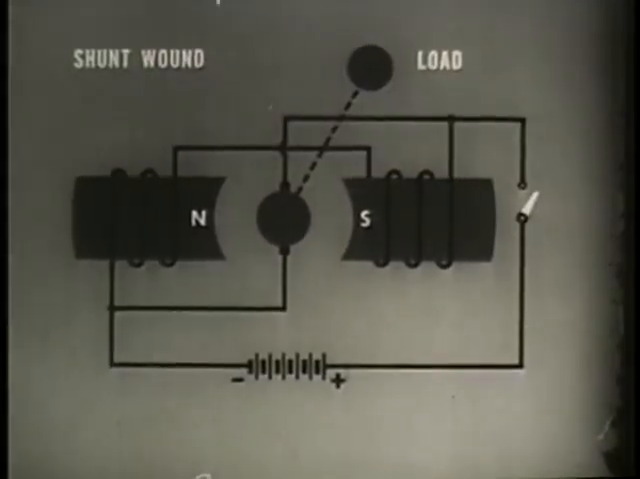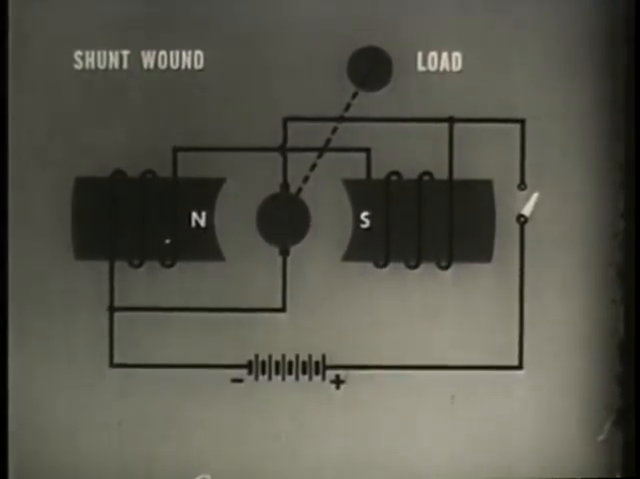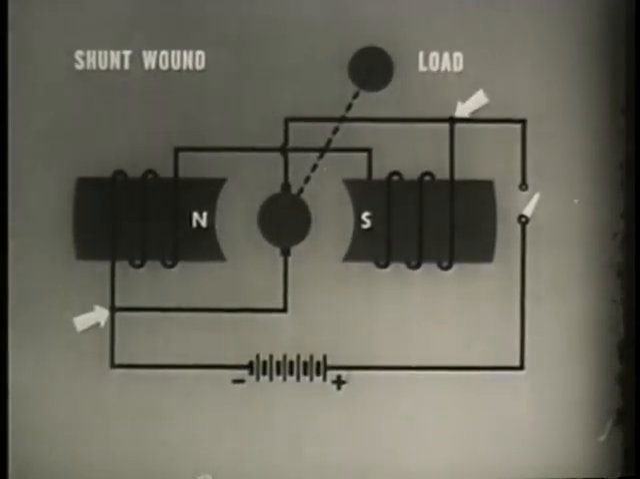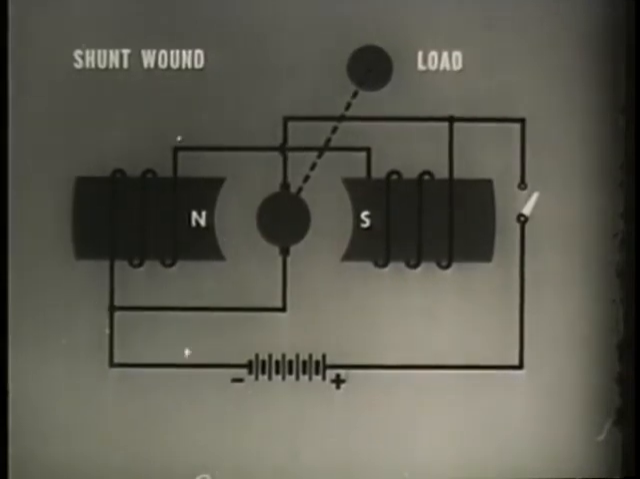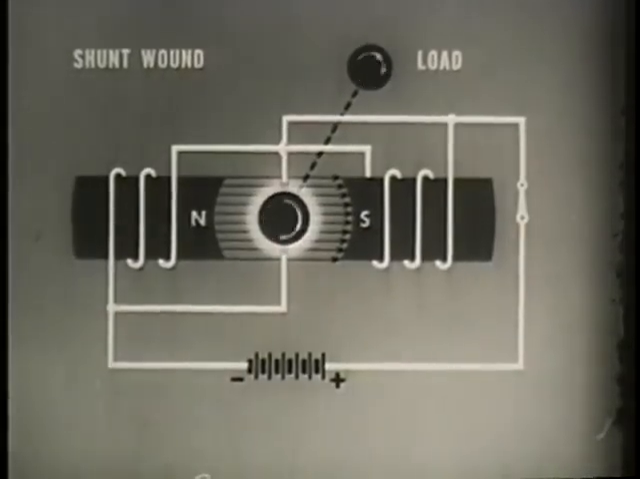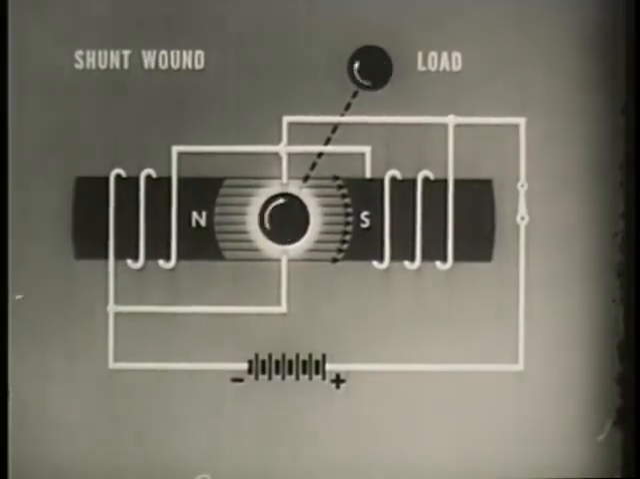The shunt wound motor has less starting torque, but it is less dependent on load for speed control. In the shunt wound motor, the field coils are connected in parallel directly across the DC input terminals. The starting torque is not as great as in the series motor since field strength is not affected by armature current.